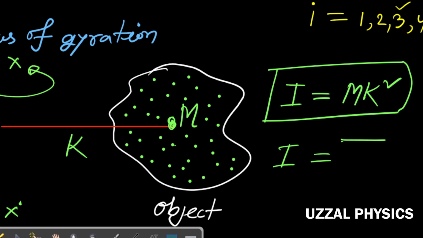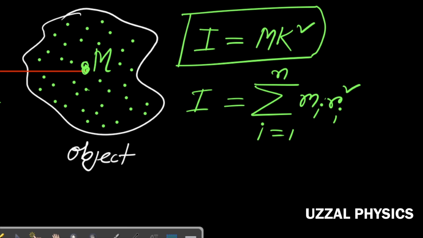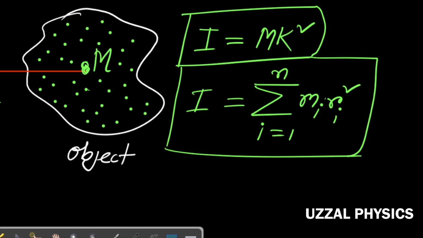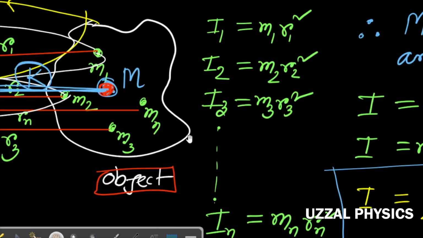Suppose we use this equation, that means I is equal to the summation from 1 to n of m_i r_i square. So this equation and the other equation, both equations will be valid for this object. Why will both equations be valid? Now I am trying to discuss. This equation is the process for finding the moment of inertia of an object.